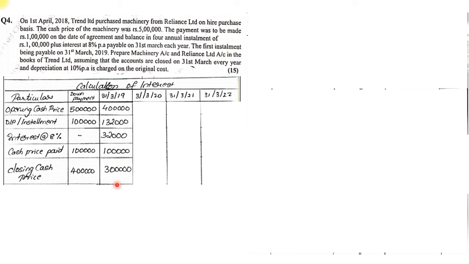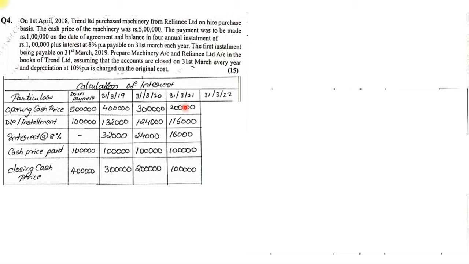Now it's just a copy paste. So closing will become opening of next year. 8% of 3 lakh is 24,000. 1 lakh we have paid. So total installment is 1 lakh 24,000. 3 lakh minus 1 lakh is 2 lakh closing. So next year's opening is 2 lakh. 8% of 2 lakh is 16,000. Plus 1 lakh we have paid as installment. So the total installment comes to 1 lakh 16,000 with interest. 2 lakh minus 1 lakh is 1 lakh.